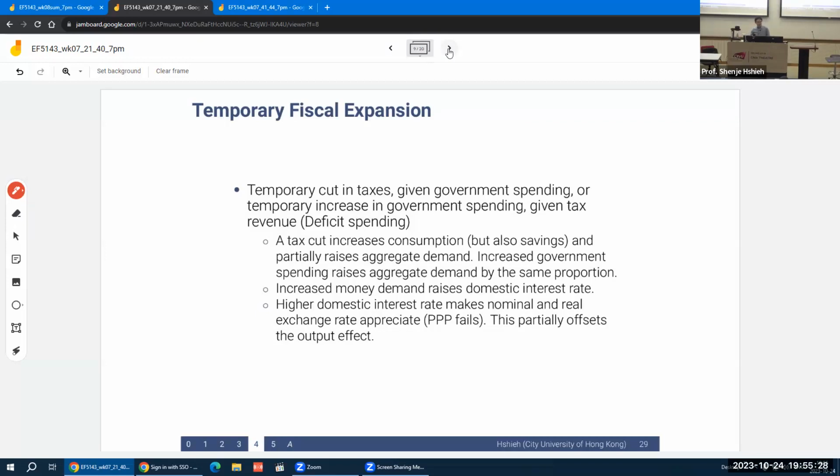And my job now is to explain to you graphically and mathematically why what that looks like on the AA and DD schedules. All right, so let me talk about temporary tax cuts first. So a tax cut increases consumption, but also savings. That's why it only partially raises aggregate demand, and not one for one. However, increases in government spending are going to increase it by the same proportion.